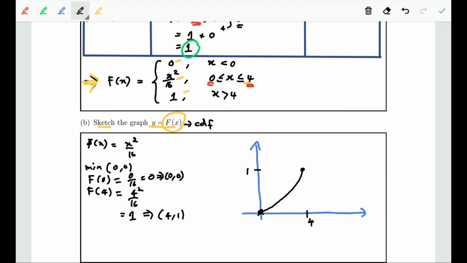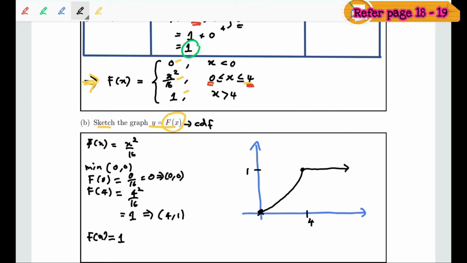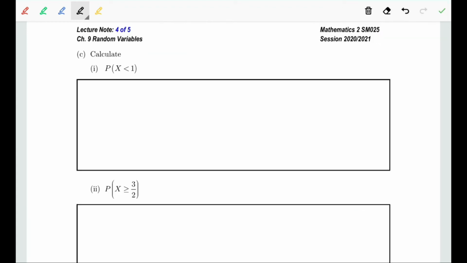Okay, we have settled the quadratic, and then we are going to proceed with the constant. Fx equals 1. This is the constant function for x greater than 4. So we're going to sketch here from 4 and onwards, continuously going to the right side. And then make sure you label the axes. This is the x. This is the capital F. Right, so we have done the sketching for the CDF function.